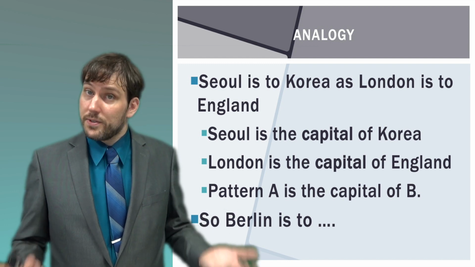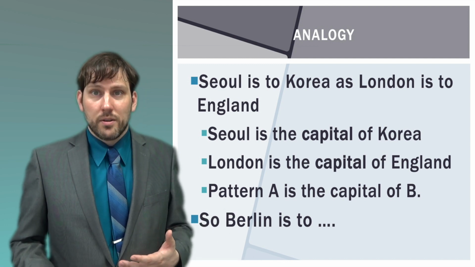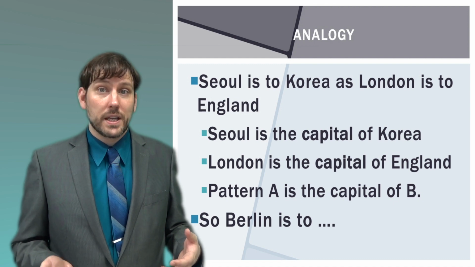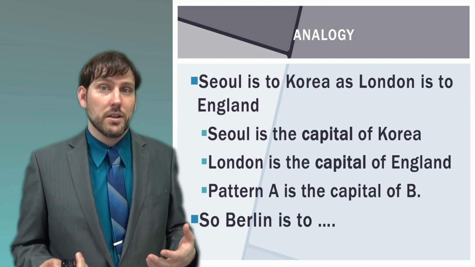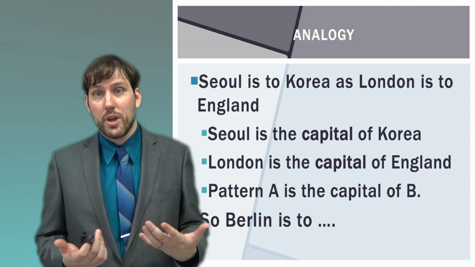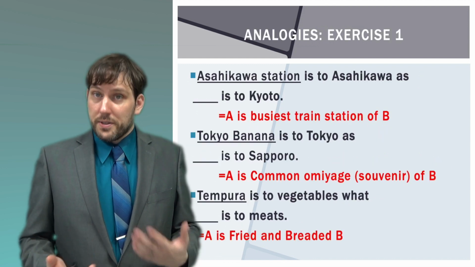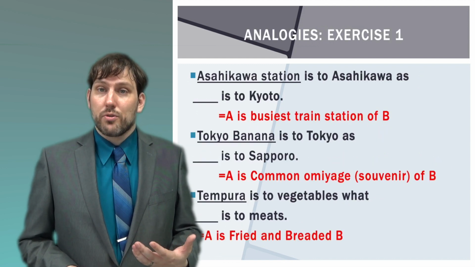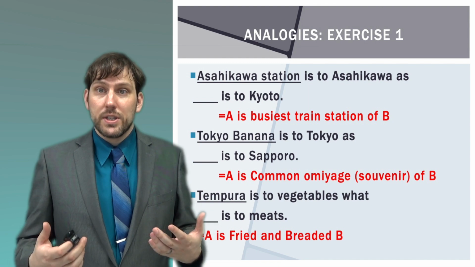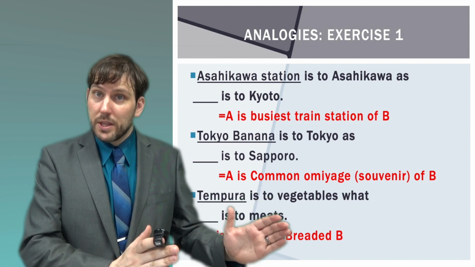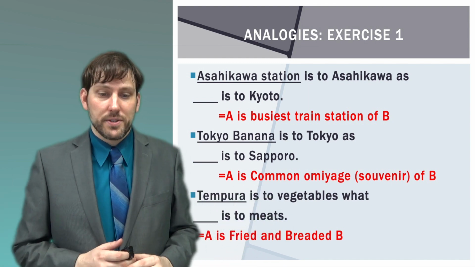So Berlin is to Germany. So we could use this to infer things about the nature of Berlin, and we could try to understand what sort of role it has in German society. Other ones, let's just do a couple more exercises to make sure we understand the basic idea of analogies before we move to how they can explain things and then how they can be used in arguments.